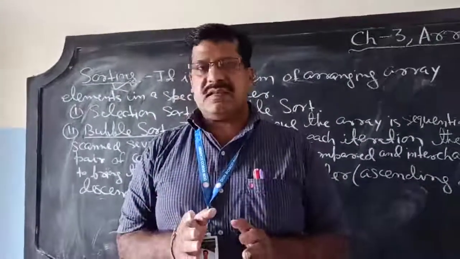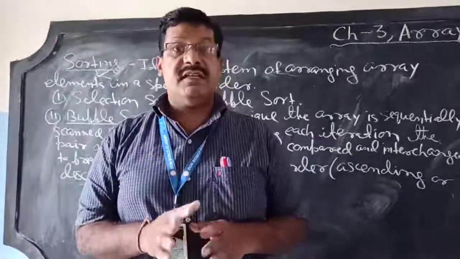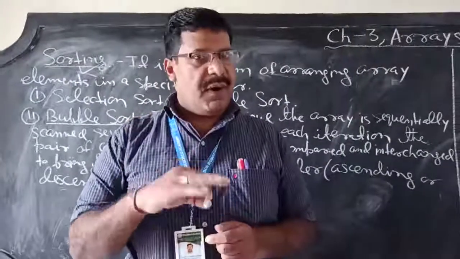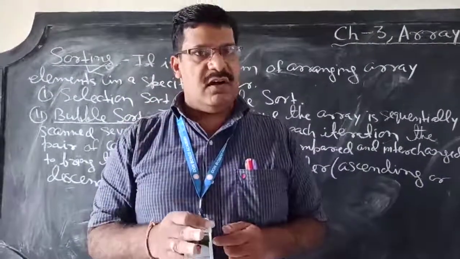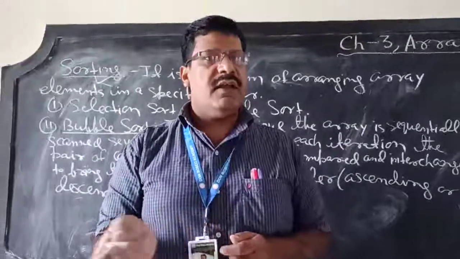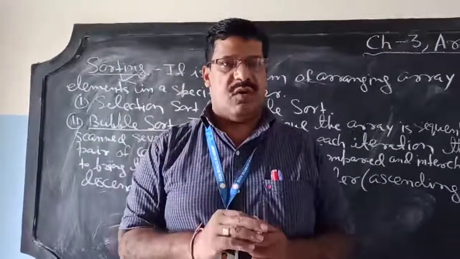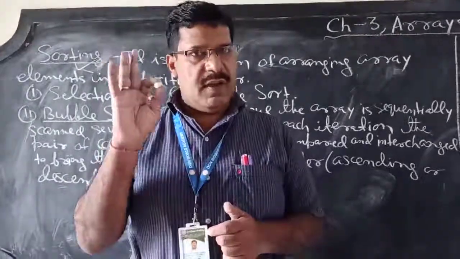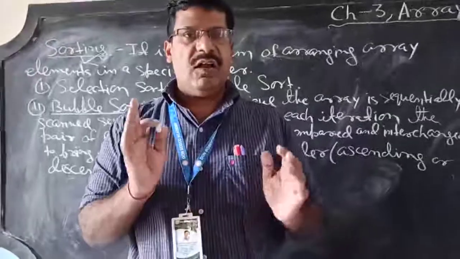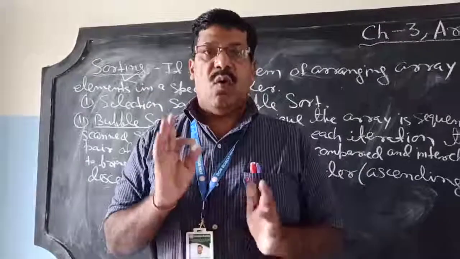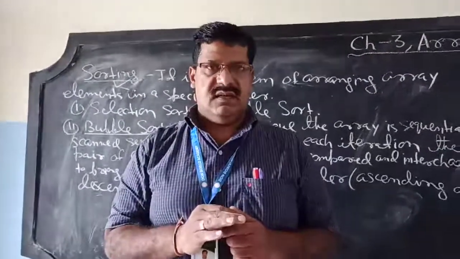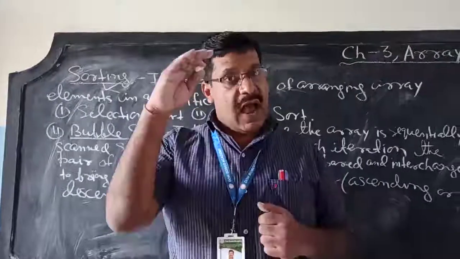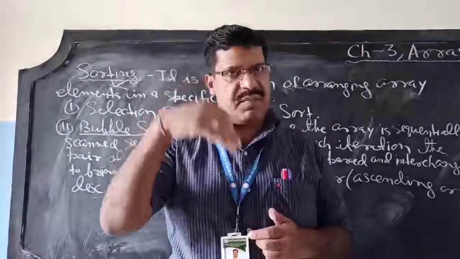If the array is of numbers, it is a number array. The numbers will be arranged either in ascending order, small to big, or in descending order, big to small. And if it is characters, or names or words, then they will be arranged alphabetically, from A to Z.